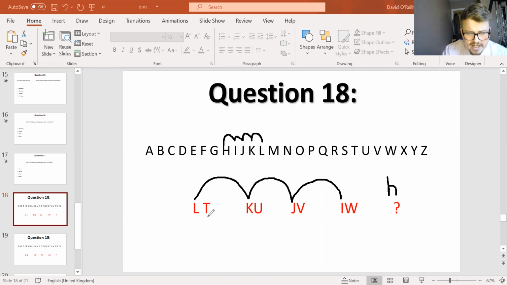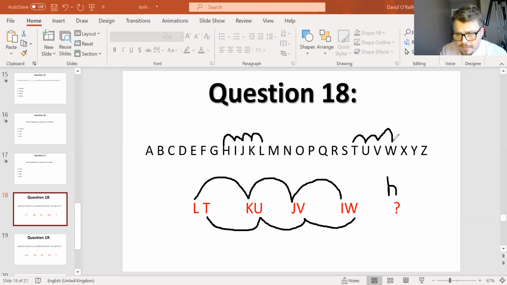And then I've got to look at the second letter of each code, and T, U, V, W. Let's put that in the alphabet. T, U, V, W. It's just going up once, isn't it? Okay, so the next one would be X. So the answer to this question would be HX. HX would be the next letter in the sequence.